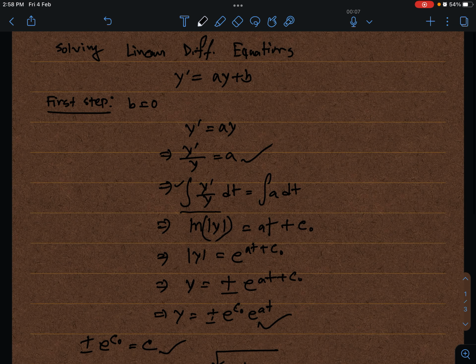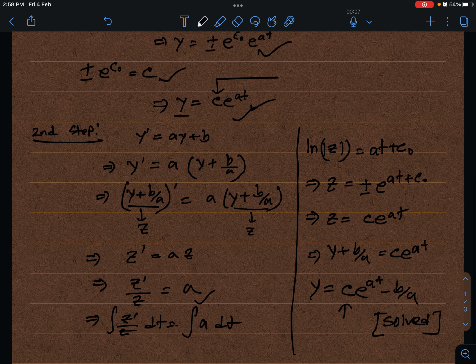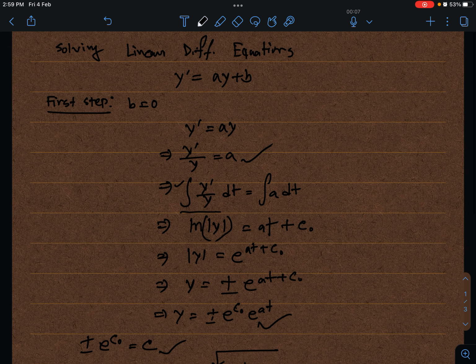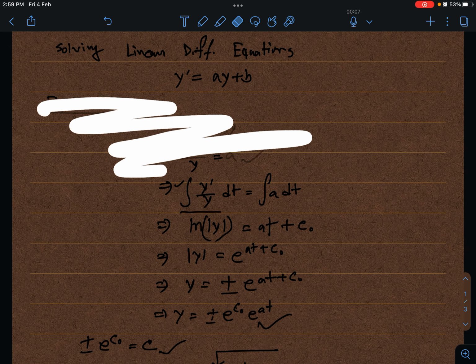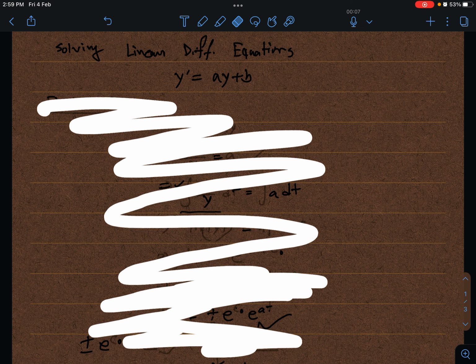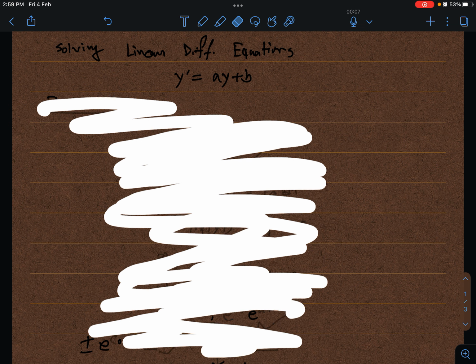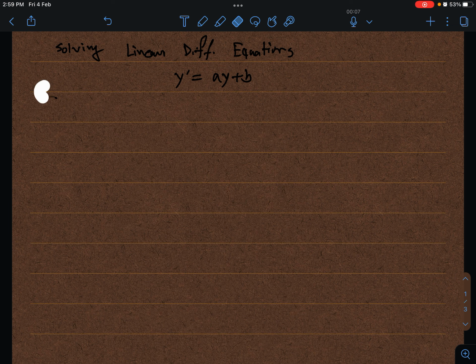Okay, so we have this general solution for linear differential equations with constant coefficients. So let's see an example of how it's solved. Let's say we have y prime equals 2y plus 3.